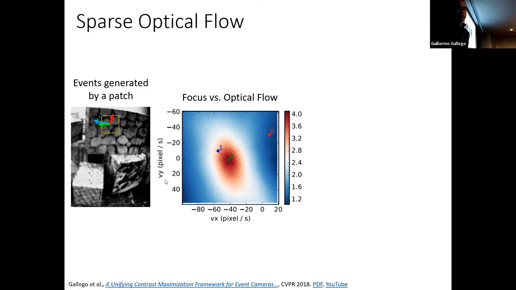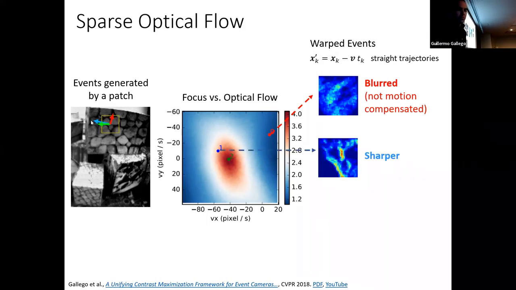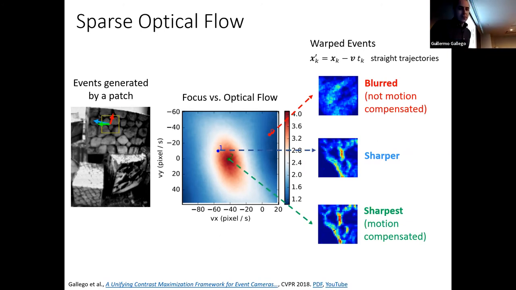So I can try several points in this domain, and I can say what happens when I warp the events according to this point, this velocity, which is warping them as if they had moved upwards. Well, it turns out that we don't see an edge structure there, so it's blurred. If we warp according to another point, this blue arrow on the left, we start to see some edge structure, but it's really point number two, the velocity that best fits the data. So the green vector here fits best in terms of event alignment with the data.